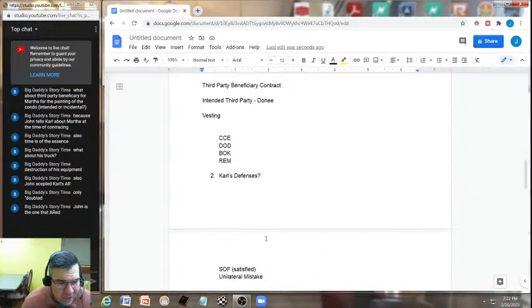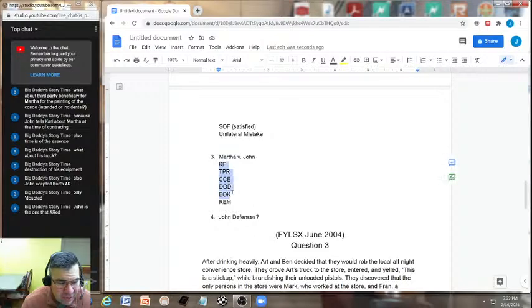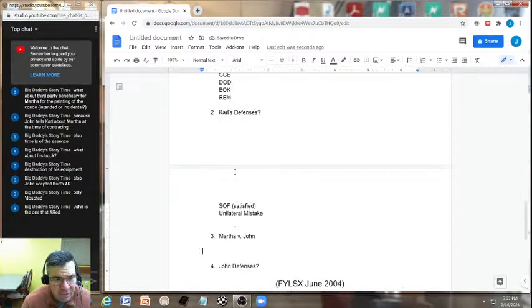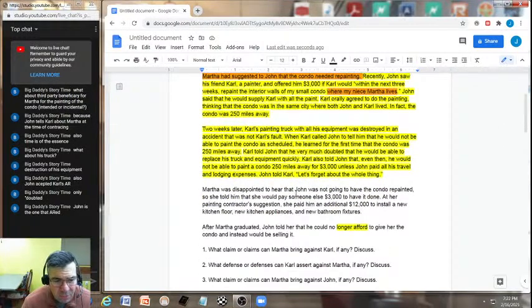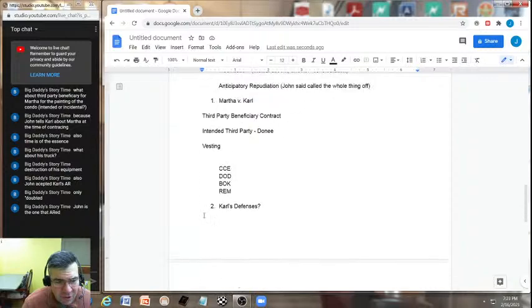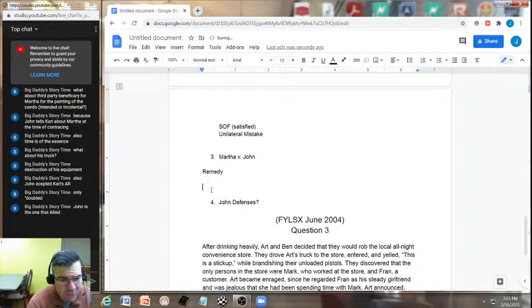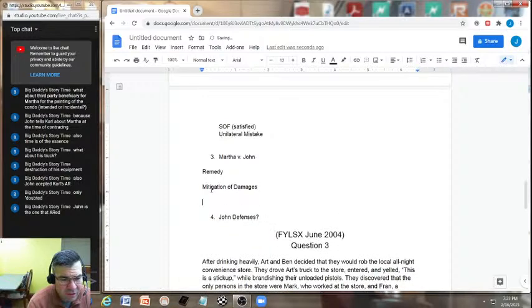Now, down here under John, I believe what we could possibly be bringing in here is remedies that Martha could recover. She's going to try to recover from John the cost of having to pay the substitute condo repainter, for lack of a better term. So what would that be under our remedies, Martha v. John here? Remember, we're doing mitigation of damages, expectation, and this would be the cost of substitute performance.